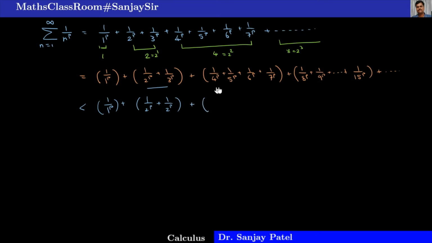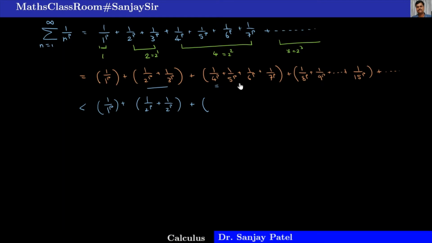In this third bracket, there are 4 terms. Among all these 4 terms, 1 upon 4 raised to p is the largest one, because as the denominator is smallest, the value of the fraction is the largest. Here 5, 6, 7 are more, and p is also greater than 1. That is also very, very important.